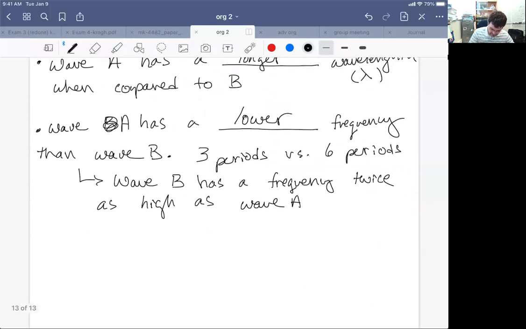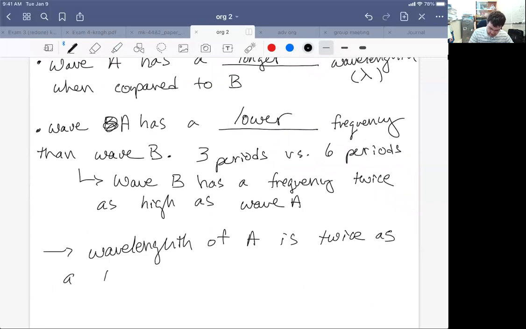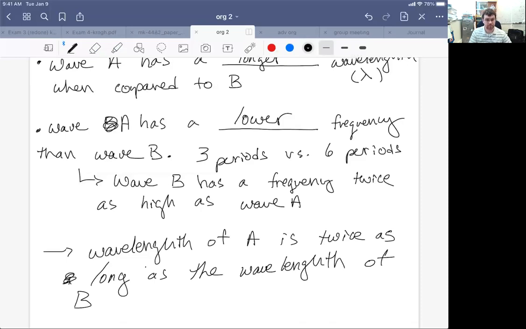There's a linear relationship. The wavelength of A is twice as long as the wavelength of B. It is a unit of distance. Okay?